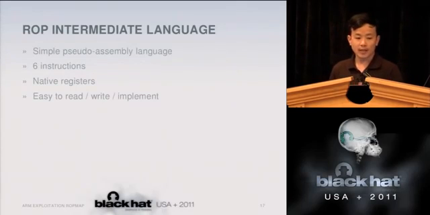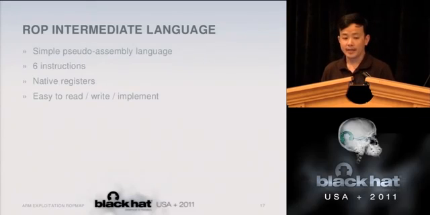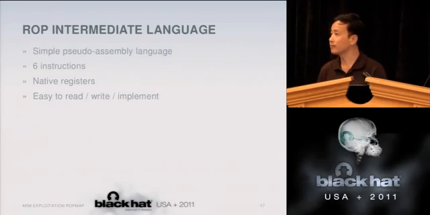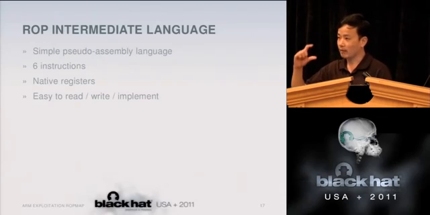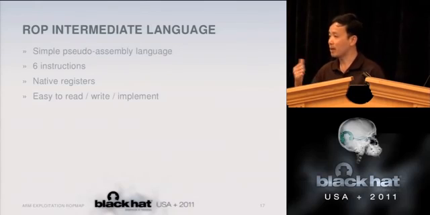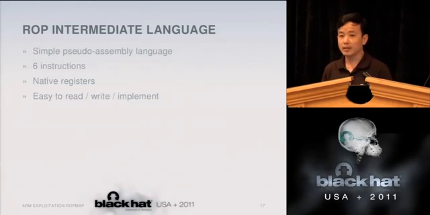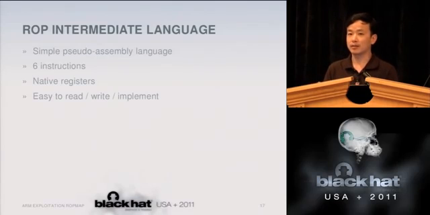So we introduce a language to write the ROP shellcode. It is just a simple procedural assembly language. Everybody is familiar with assembly, so we made it like assembly so people can learn it easily. It contains only 6 instructions, a very small instruction set, so you can remember it. And we do not invent new register names; we use the native registers from the platform. Like for x86, we still use EAX. For ARM, we still use R0, R2, R3, like that.